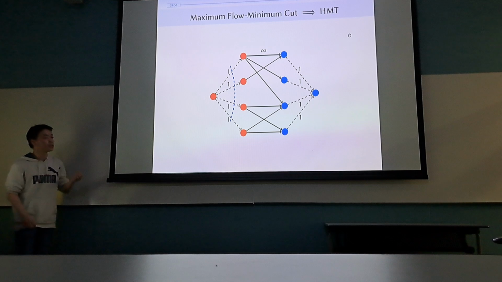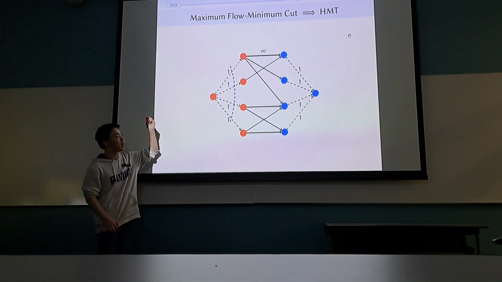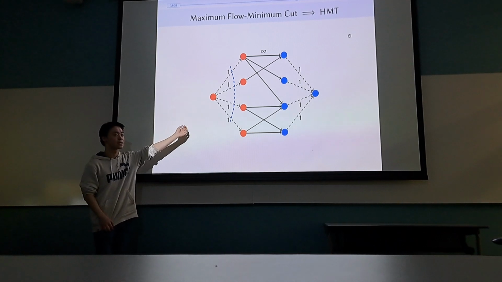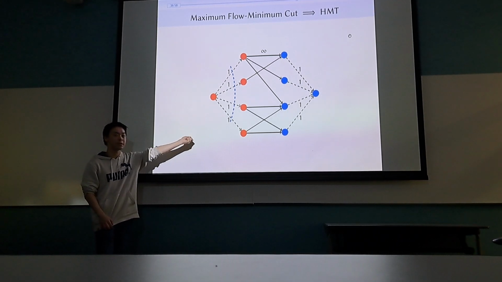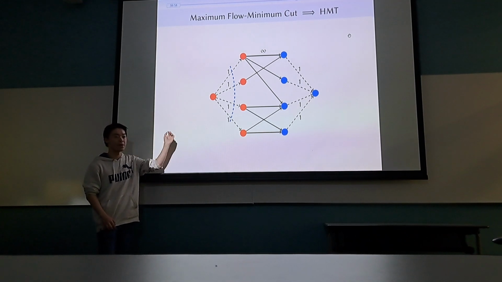And if you interpret this, it tells me that there are 4 vertices on the left-hand side that can be matched. And this tells me that there is a perfect matching, because each of my vertices on the left can be matched.